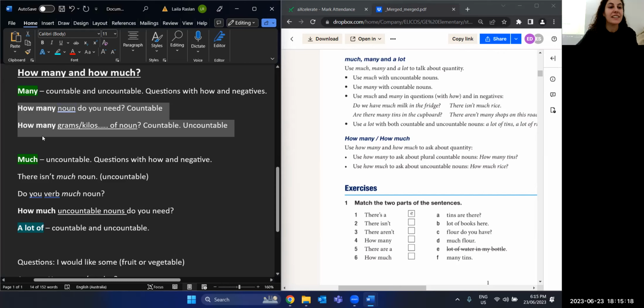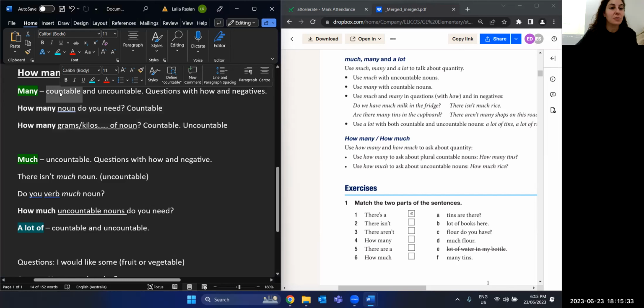Do you need? Or how many kilos? Yeah, maybe that's a lot, maybe grams with strawberries. How many grams or kilos of strawberries do you need? Yeah, because it's countable. We can count strawberries.